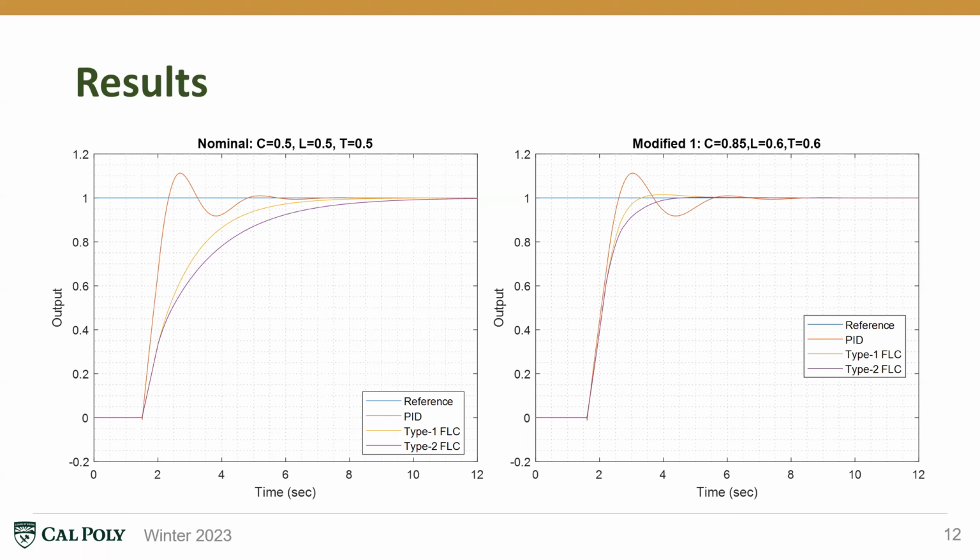So here's the result for 2 different plant models. The first plant model is the nominal model, where we have those 3 coefficients set to 0.5, and it's obvious that the FLC, both type 1 and type 2, performs better than the PID in terms of overshoot and the travel path. Even for the modified model, we have a lower overshoot from both FLC controllers.